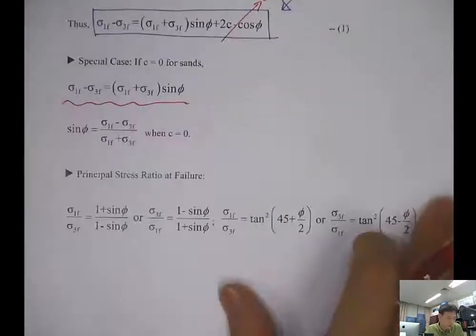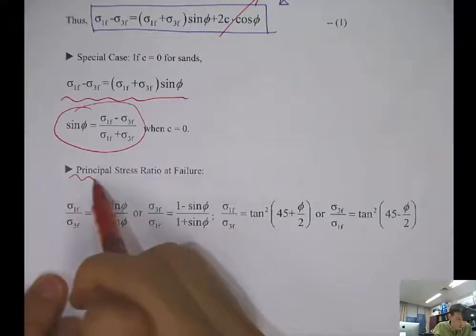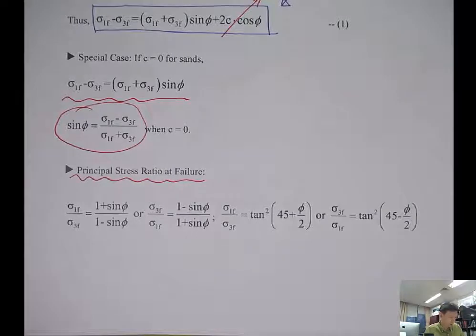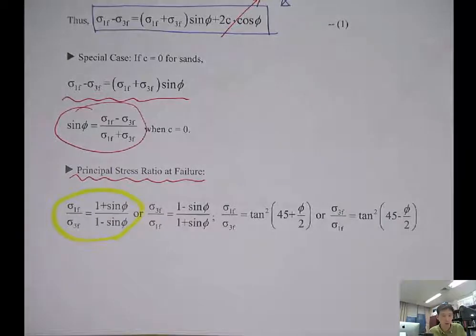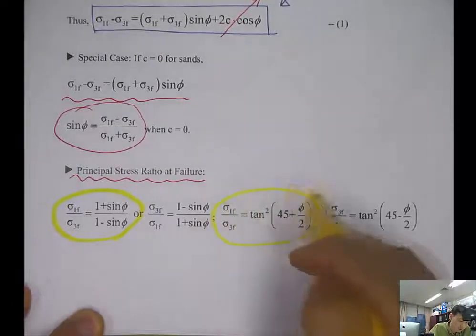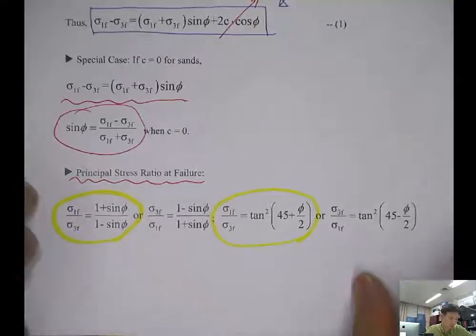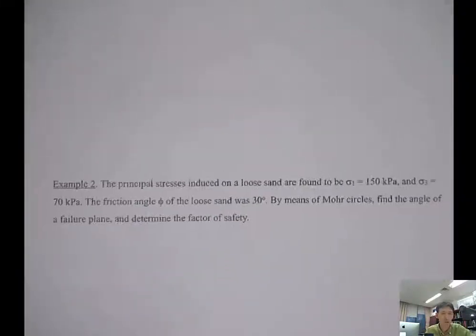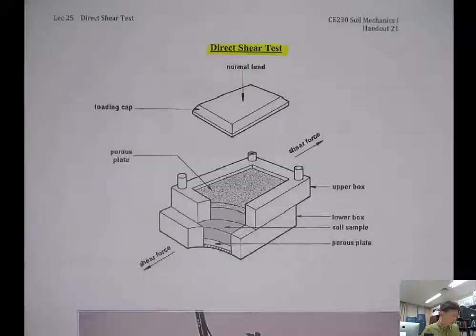Okay, the last one. Using this, you can also derive the principal stress ratio at failure. So this one, sigma 1f over sigma 3f is 1 plus sine phi over 1 minus sine phi. Or you can express this one with the tangent square of 45 plus phi over 2. Okay, there are some examples that you can do for yourself, and we're gonna review this problem together in the classroom.